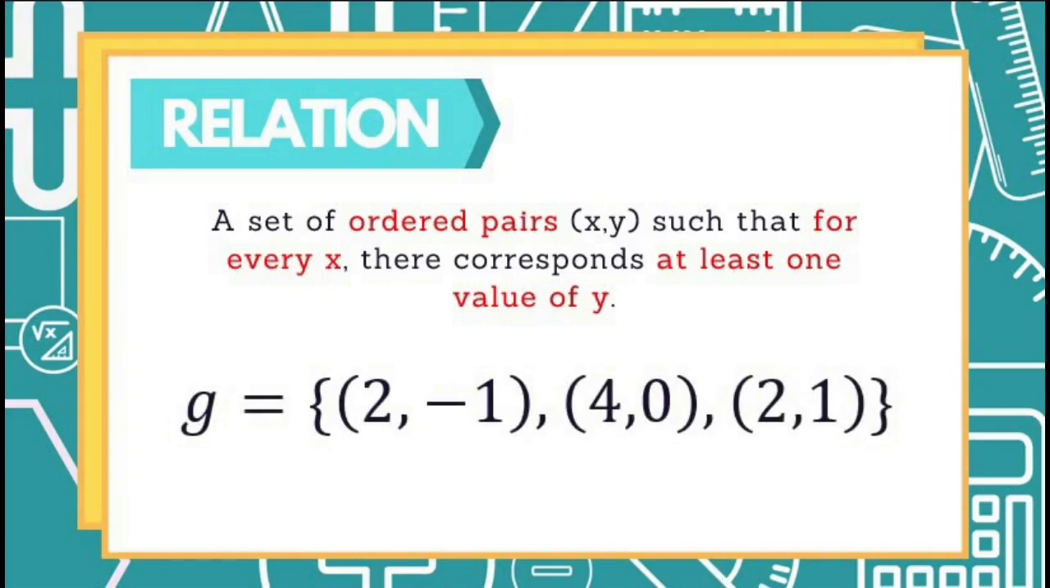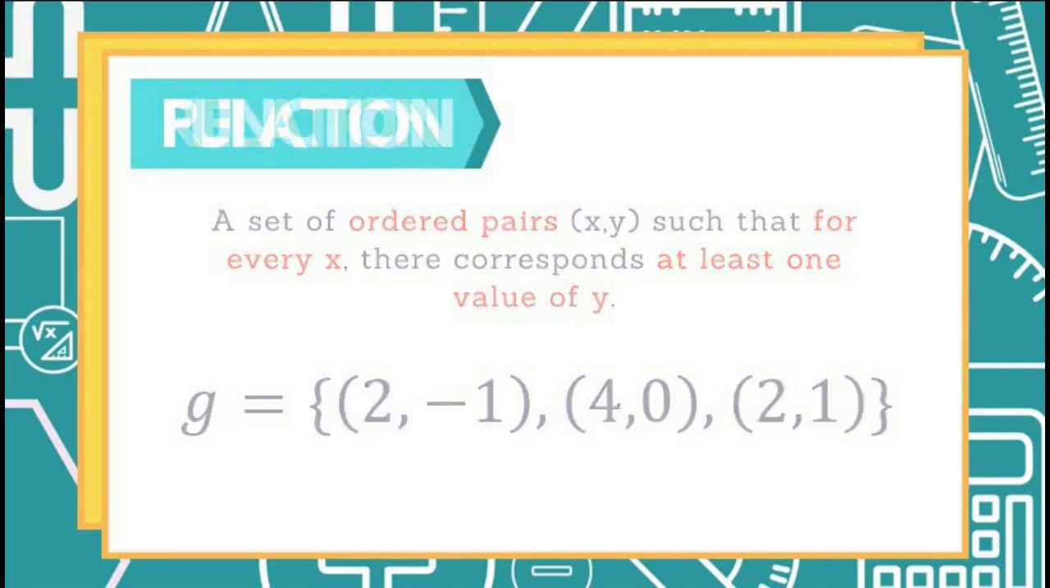So G here represents the set, and the elements of the set are ordered pairs given by (2, -1), (4, 0), and (2, 1). This is an example of a relation. It is a set of ordered pairs, and we can see that for every x, there corresponds at least one value of y. So what are these x and y coordinates? For this ordered pair, 2 is x, -1 is y. 4 is x, 0 is y. Then lastly, 2 is x, then 1 is y. So that is what we mean by a relation.